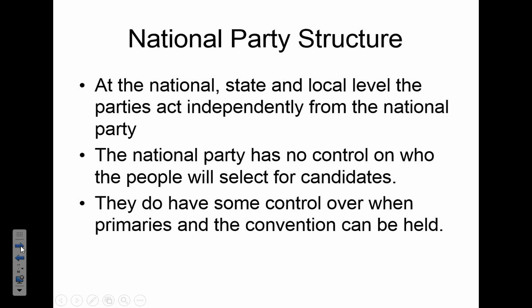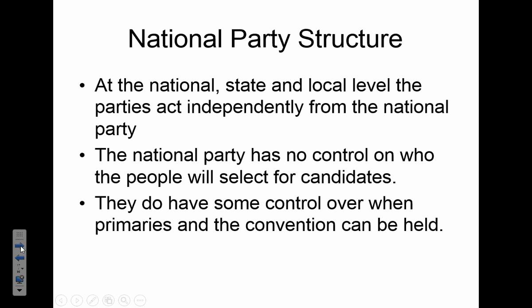They have some control over a few things. There is a convention every 4 years. The parties choose when the convention will be. And the convention is done for presidential elections, not for congressional elections. But they set the time when that convention is going to be. It's always going to be late in the summer, either late July, early August, sometimes it sneaks into September. It's usually a 4 to 5 day event, and it's during a presidential election year. So the next one we're going to have is going to be in 2016.